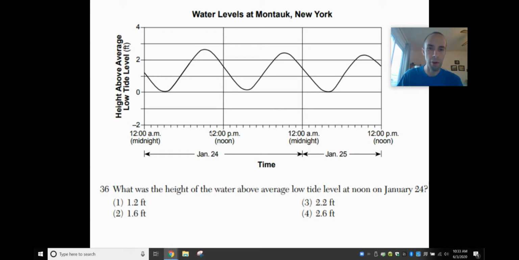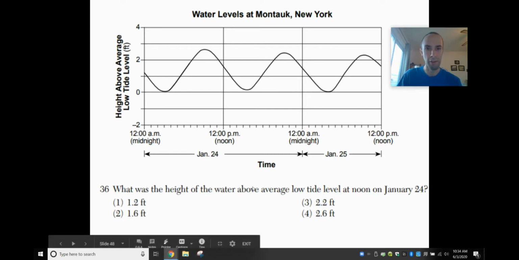So you just have to find where noon is. That's right here. Go up the graph until you hit the line, and that's right around, it's above 1, below 2. So it's somewhere in between 1 and 2. It looks like it's closer to 2, so probably around 1.6. And so the answer to this question is number 2, 1.6 feet.